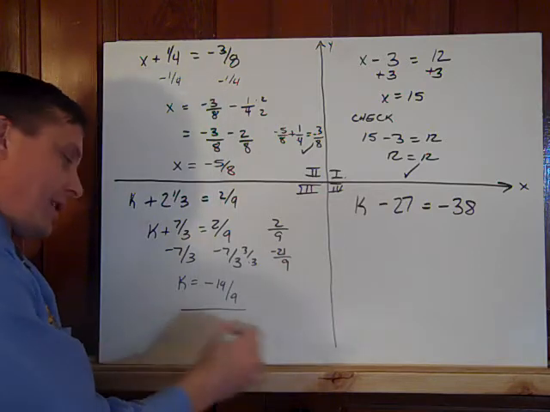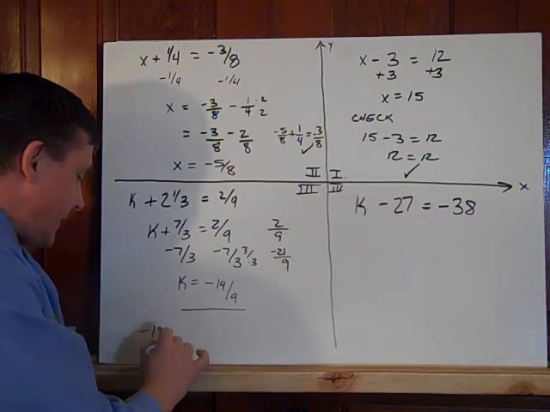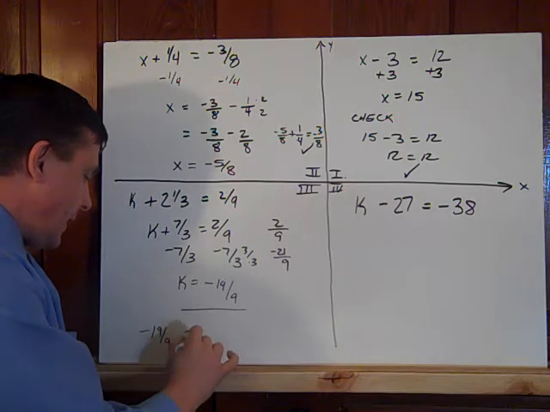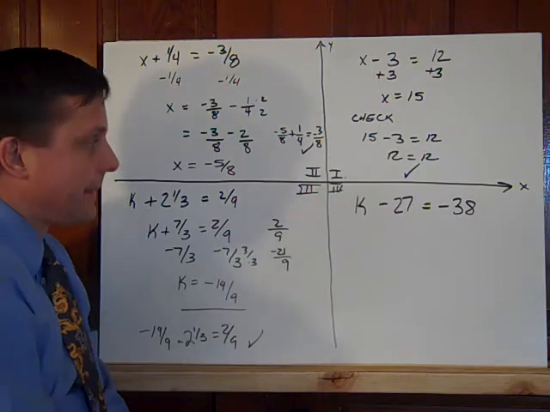And again, if you want to check it, simply plug it in. Negative 19/9 plus 2 1/3 equals 2/9. And you work that out and it will check out.